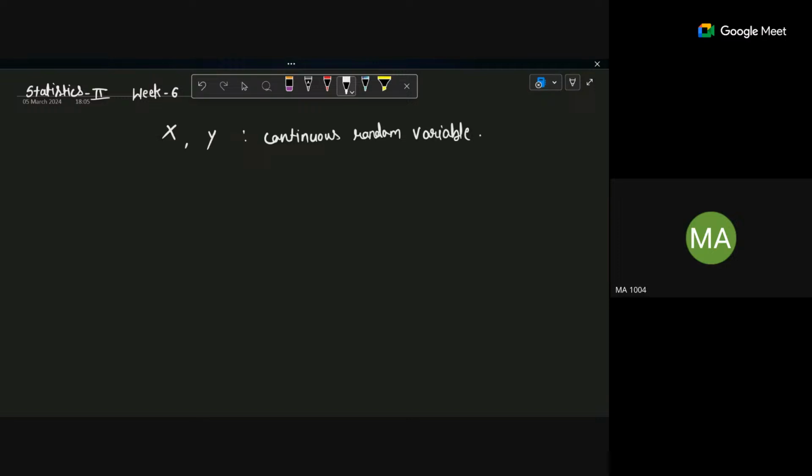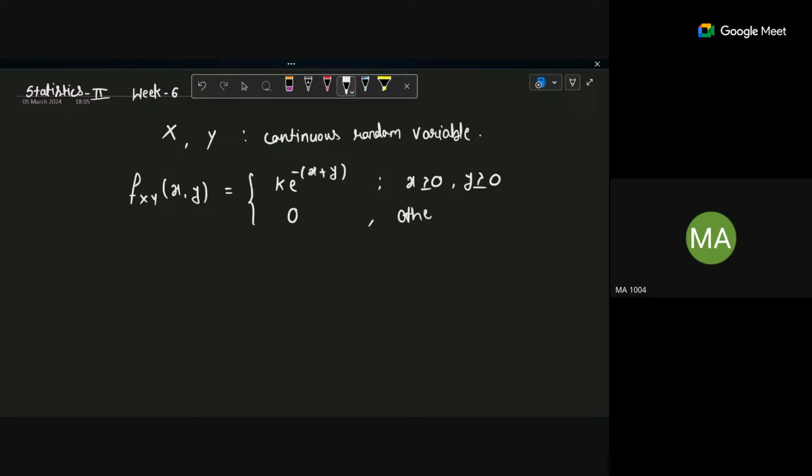So we have a joint PDF given to you: f(x,y) equals k e to the power minus (x plus y), where x is greater than or equal to 0 and y is also greater than or equal to 0. Let's start: how to solve to find the value of k.